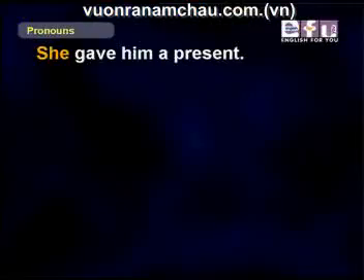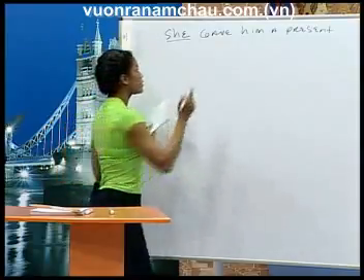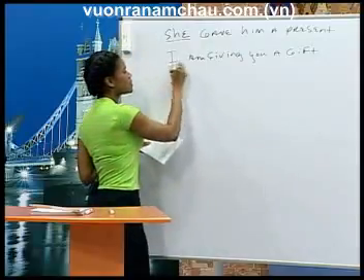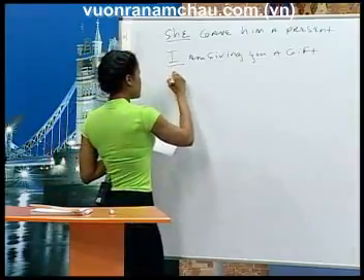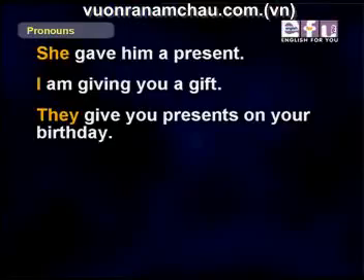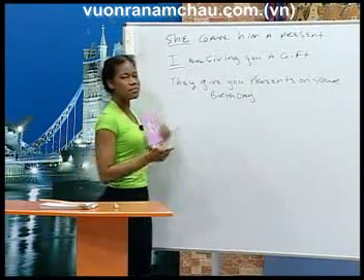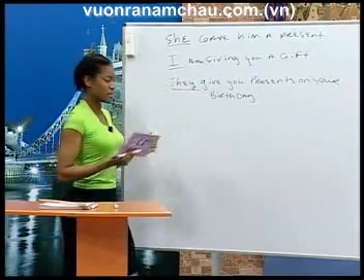She, subject pronoun, right, gave him a present. She gave him a present. Second example, I am giving you a gift. Subject pronoun in this sentence is I. I am giving you a gift. Next example, they give you presents on your birthday. There are many pronouns in this sentence, but the subject is they, the doer of the action. They give you presents on your birthday.